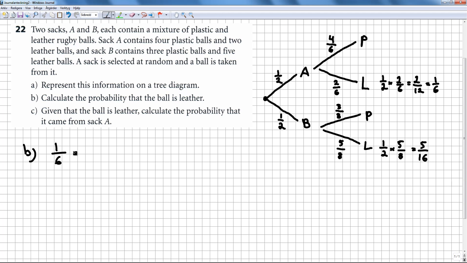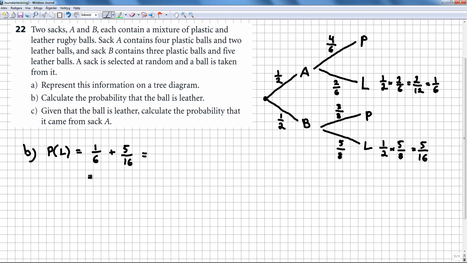Let's do it the correct way. P of L, as in leather, is all the probabilities, and we have one probability here, which is 1/6, and the second probability is that we choose sack B and then a leather ball, and it's 5/16. And then we have to simplify this.